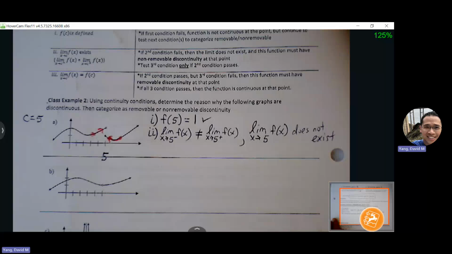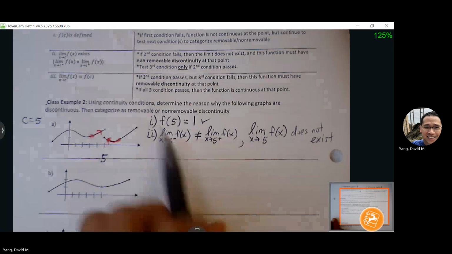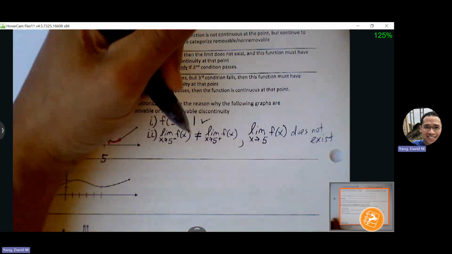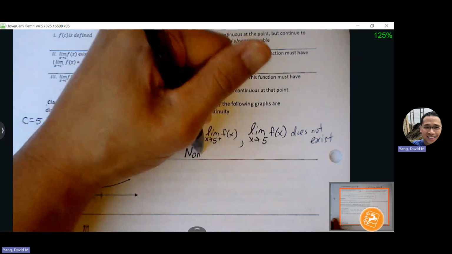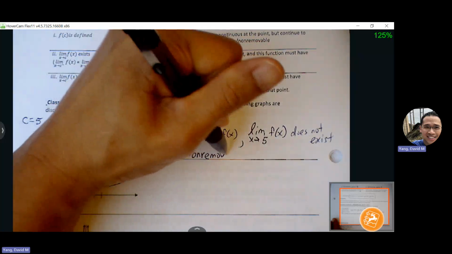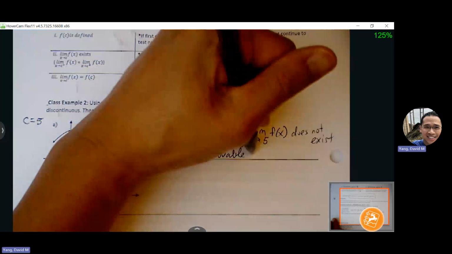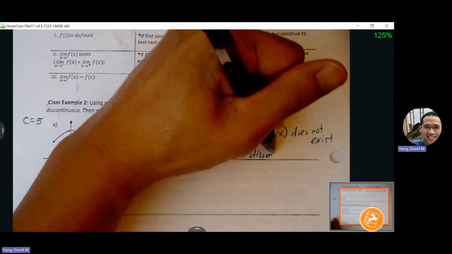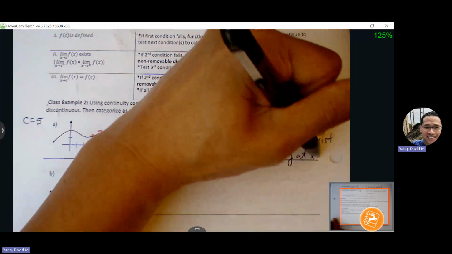So if the second condition fails, do we go to the third condition? We stop, right? And we can conclude what type of discontinuity? Yeah, non-removable. Now, we are only testing discontinuity at a point, so make sure that we don't just say non-removable discontinuity, but that we indicate the point that we're talking about. So non-removable discontinuity at x equals 5.